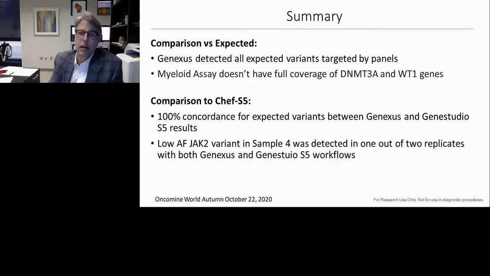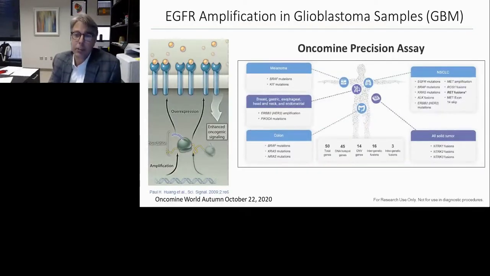So now we'll talk about the Oncomine Precision Assay. We ran 3 samples through using the Oncomine Precision Assay to look at a range of different variants. The first sample we'll talk about is a case that had an amplification of the EGFR gene. Now, EGFR is overexpressed in a type of brain tumor called a glioblastoma, and that's an important signaling pathway that is believed to drive growth of the brain tumors.